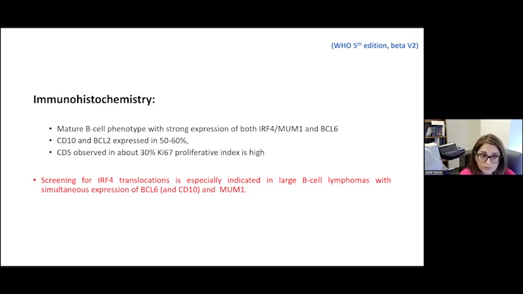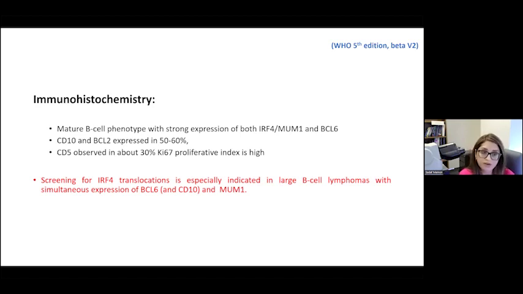On immunohistochemistry, as I said before, it's a mature B cell phenotype with strong expression of MUM1 and BCL6. CD10 and BCL2 are expressed in about 50 to 60%. In my case, it was very weakly positive. CD5 is observed in about 30%. And the Ki67 proliferation index was very high, as we observed in our case.